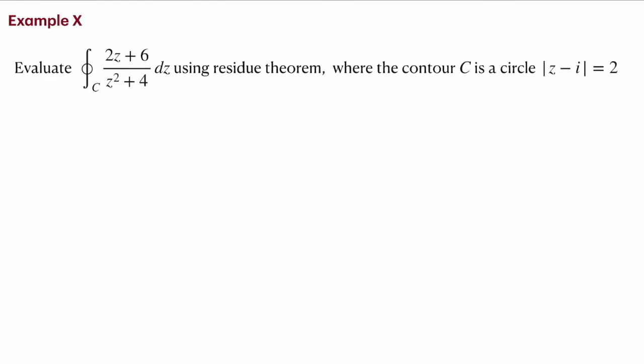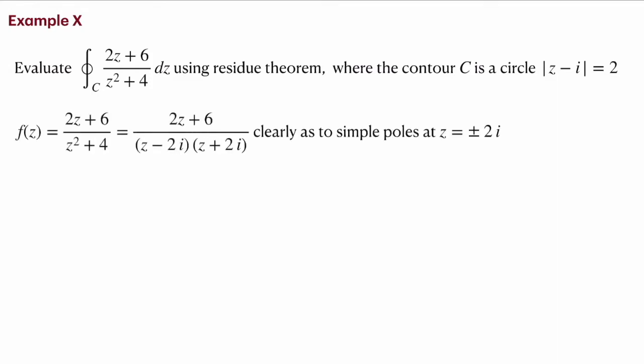In this example, we evaluate the integral of f(z) = (2z+6)/(z²+4). The contour over which the integration is taken is |z − i| = 2. That means it is a circle of radius 2 centered around z = i, shifted in the positive direction. Let's look at the singularities of this function.